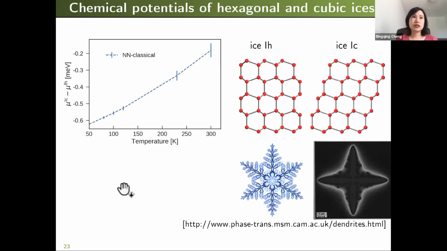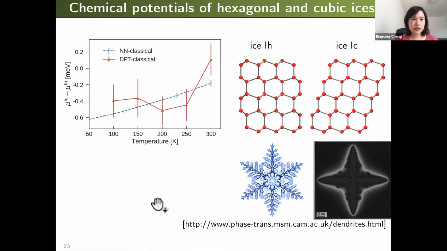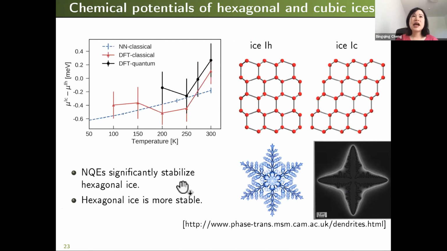So coming back to the results, to compute the chemical potential difference of hexagonal ice and cubic ice, we first do this estimate at the machine learning potential level, and we add the correction term to bring it to the DFT accuracy, and then we also consider nuclear quantum effects. So overall, nuclear quantum effects significantly stabilize hexagonal ice and make it ever so slightly more stable than the cubic counterpart. So without nuclear quantum effects, perhaps the snowflakes in nature would not have six-fold symmetry.